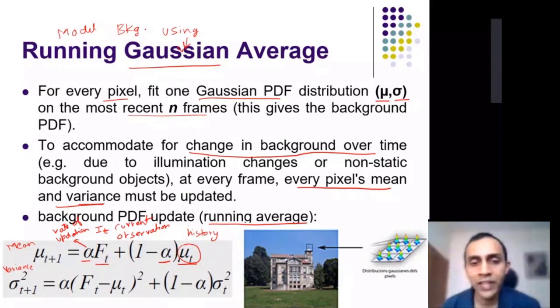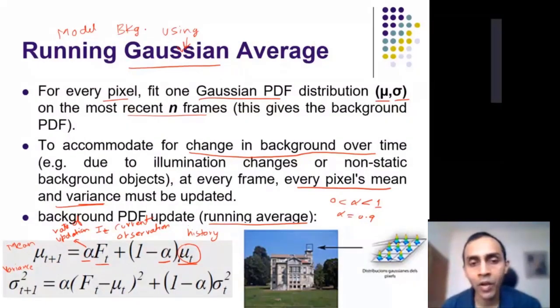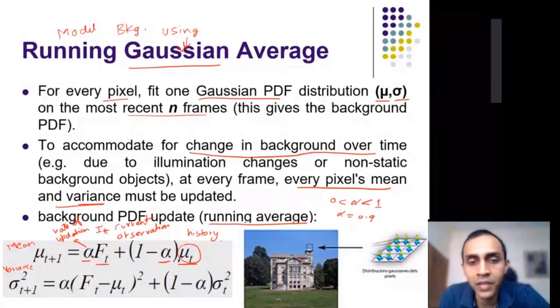If alpha is high, let us say alpha is 0.9, then the new mean will be mostly dominated by the current observation. The contribution of the current observation will be 90%, and the contribution of the past history will be only 10%. Whereas if we keep alpha as, let us say, 0.1, then the new mean will be mostly dominated by our past mean, that is the past history, and the effect of our current observation will be very small. It will be only 10%.